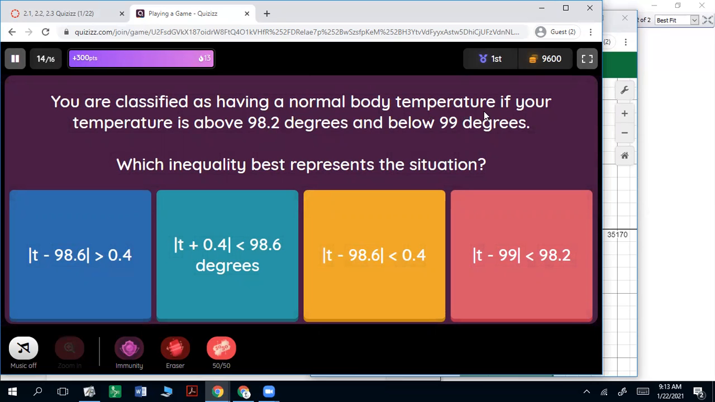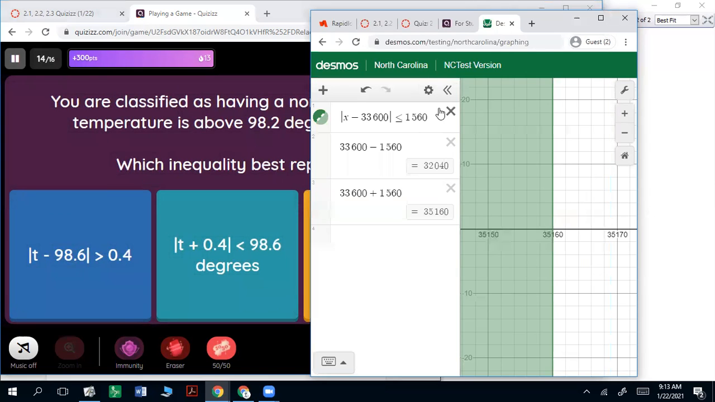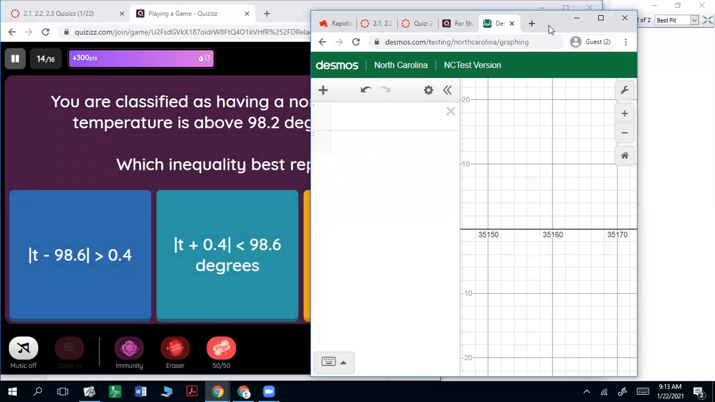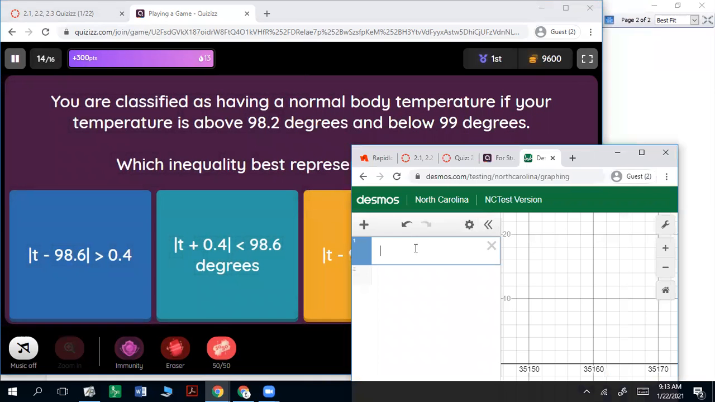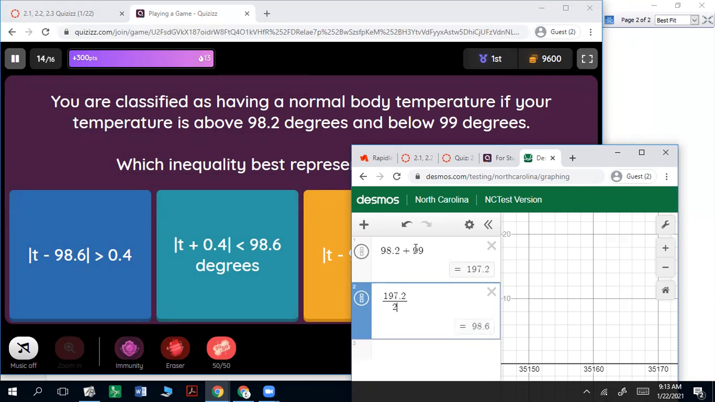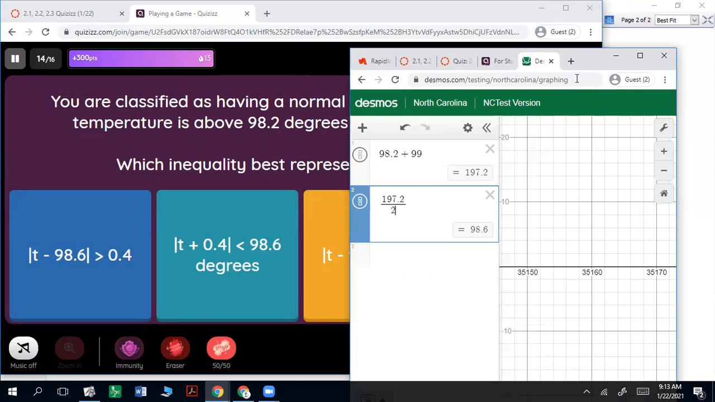This question is a little bit different, but it's going to follow the same type of formula. You are classified as having a normal body temperature if your temperature is above 98.2 degrees and below 99. Which inequality best represents the situation? On this problem, what you want to do is get the middle number. So we want to average those two numbers together. So we will do 98.2 plus 99. And then we're going to divide that number by 2. And you should recognize 98.6. That's the average ideal body temperature. So that's going to be the number right in the absolute value.